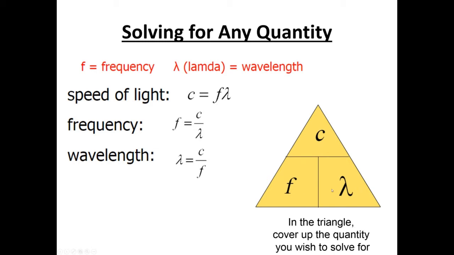A short form for this is this little triangle over here, where whichever one you want to solve for, just cover it up. So C equals F times lambda. On the other hand, F equals C divided by lambda. And lastly, cover up the lambda: lambda equals C divided by F.